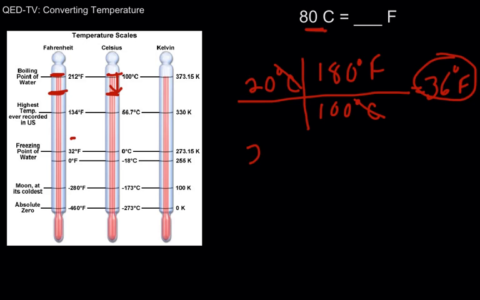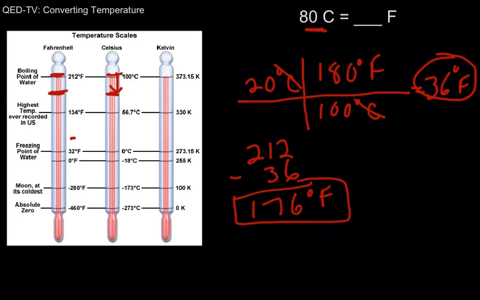So we need to take 212 and go down 36 degrees below that. 212 minus 36, and if we do that, we get 176 degrees Fahrenheit. That is our answer right here. 176 degrees Fahrenheit corresponds to 80 degrees Celsius.